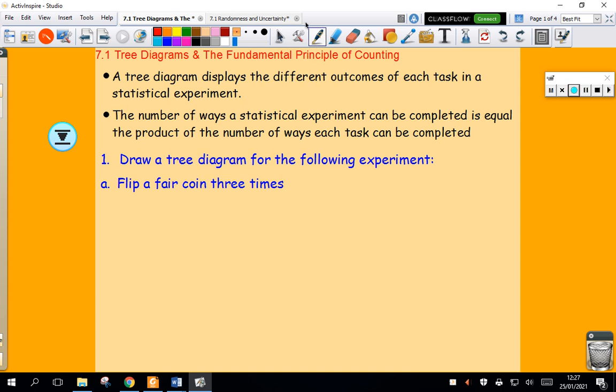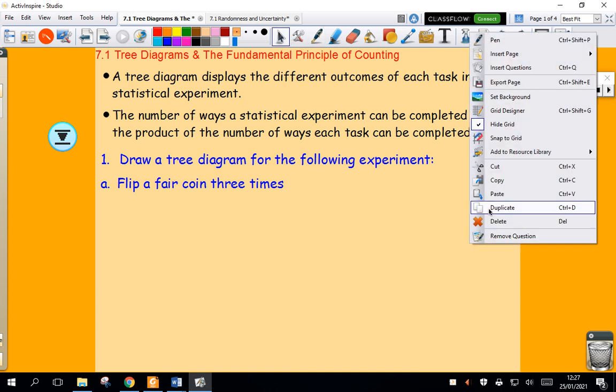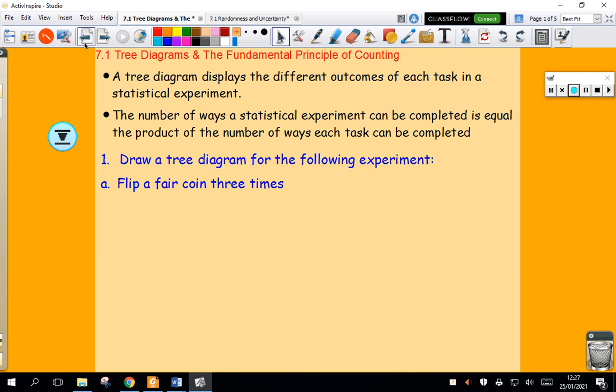Actually, let me draw this. We can draw our tree diagram kind of vertically down, or we can draw it across. I'm going to start by drawing a tree diagram vertically downwards. So I'm flipping a coin 3 times. There are 3 tasks in here. Task 1 is to flip a coin. Task 2 is to flip the coin again. Task 3 is to flip the coin a 3rd time.